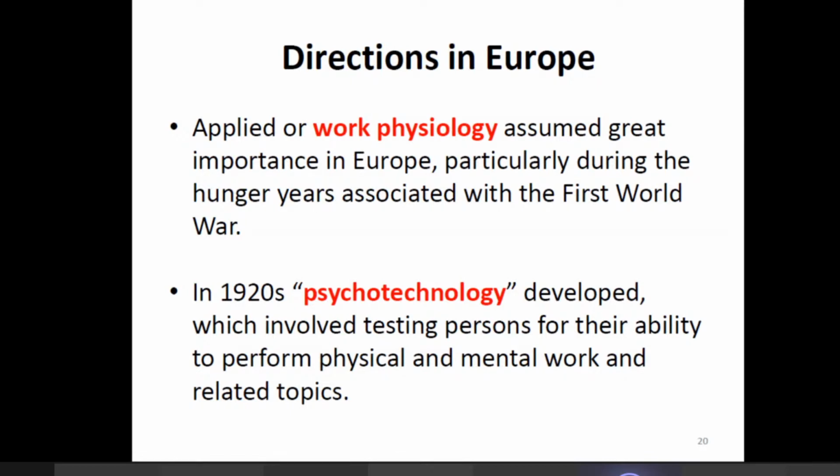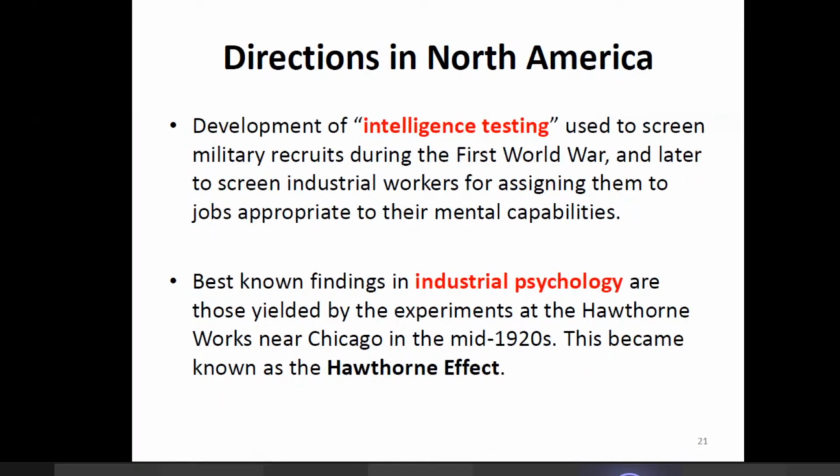So this is what happened in Europe, and then in North America, also during the First World War, they had intelligence testing, or screening of recruits. Certain recruits must have a certain intelligence. If not, maybe on the battlefield they cannot make correct decisions or very fast decisions upon a certain scenario or condition, because they don't have this intelligence.